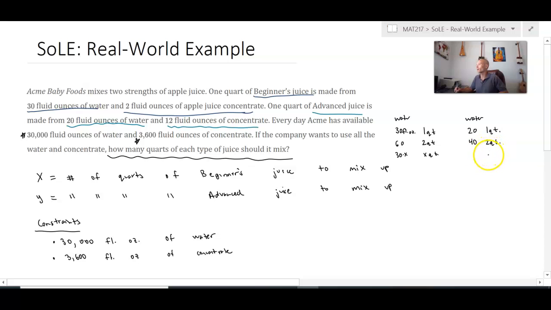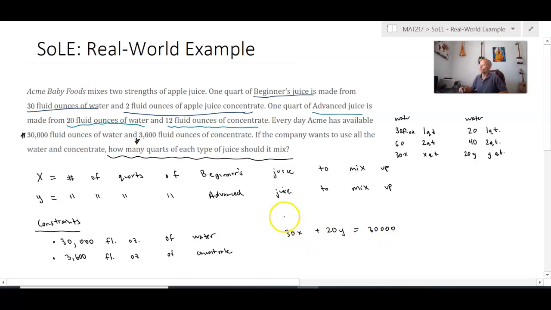And similarly, if we had Y quarts of the advanced juice, then we would need 20 times Y fluid ounces of water. Together, if we add these up, 30X ounces of water plus 20Y ounces of water has to equal how much water we want to use up, which is the 30,000 fluid ounces.